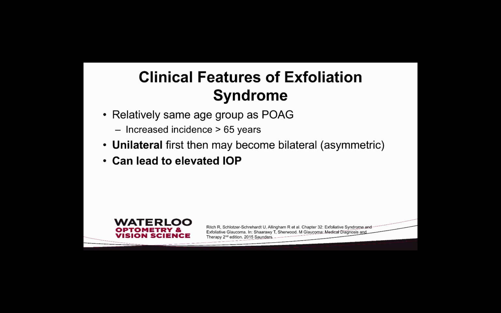It usually starts unilateral and then it may become bilateral. Oftentimes we just see signs unilateral. We might not see the signs bilaterally, but we can kind of assume that if one eye has it, the other eye might be at a risk of getting it as well. And then of course the main issue is that this can lead to an elevation in IOP once the exfoliative material blocks the trabecular meshwork.